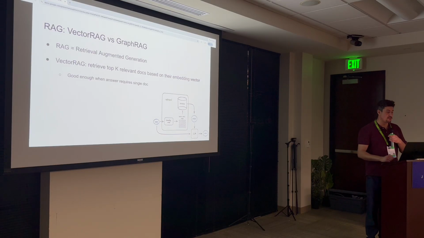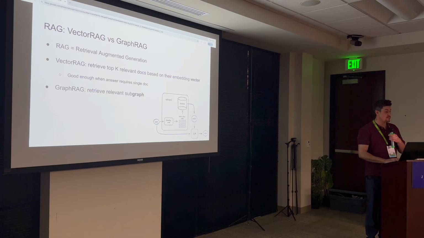As an introduction, RAG refers to retrieval augmented generation. The most basic form of RAG we will refer to as VectorRAG. This is where you retrieve the top k most relevant docs based on KNN between the query and their embedding vectors. The diagram in the bottom right corner goes through the basic workflow. This is usually good enough when the answer requires only a single document to be retrieved.